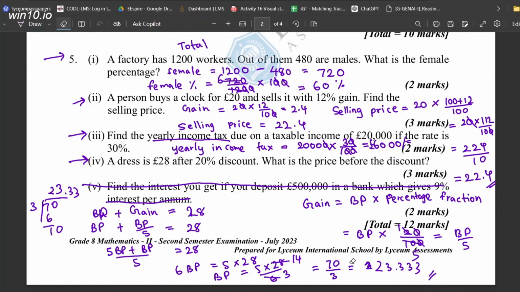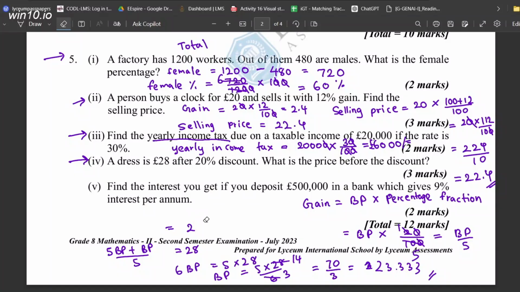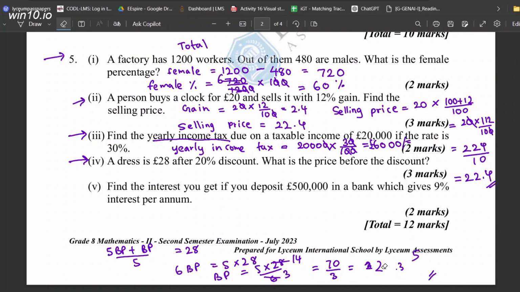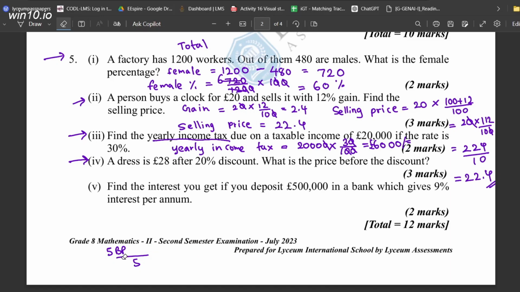Now we have to do the fifth question. So I'll erase all that. If you want to write anything, pause the video and write it. Find the interest you get if you deposit 500,000 in a bank which gives 9% interest per annum.